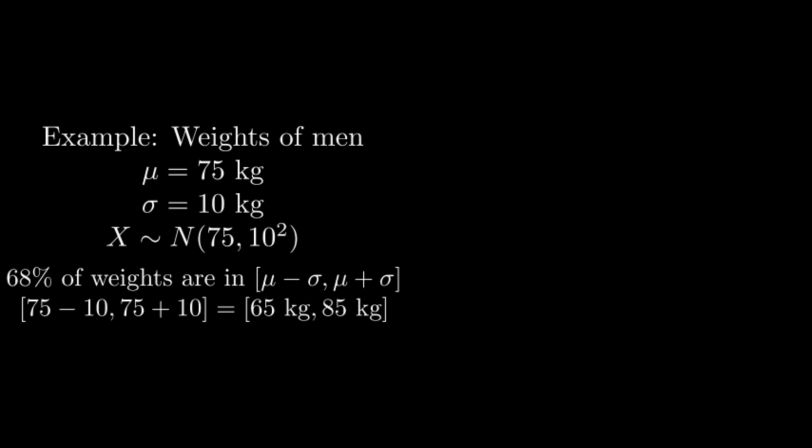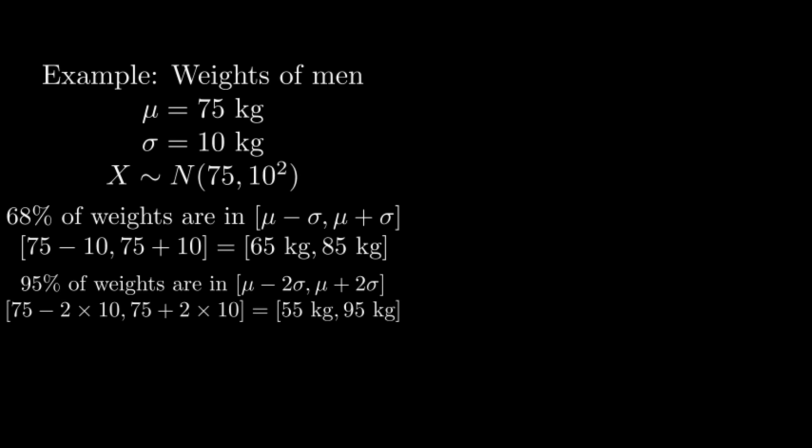What about 95%? For 95%, we go 2 standard deviations out. That's 75 minus 2 times 10, which is 55, and 75 plus 2 times 10, which is 95. So 95% of the men weigh between 55 and 95 kilograms.